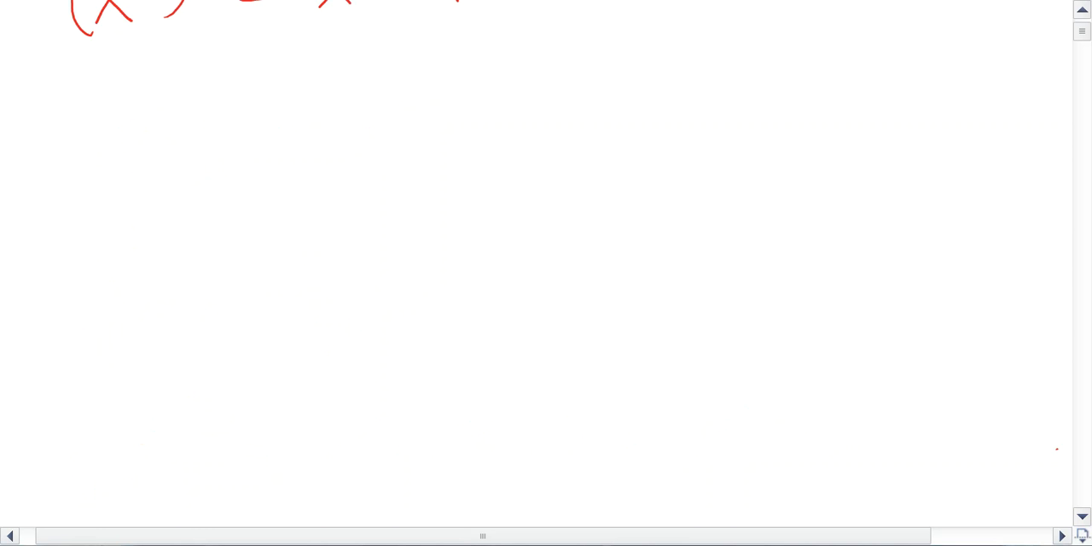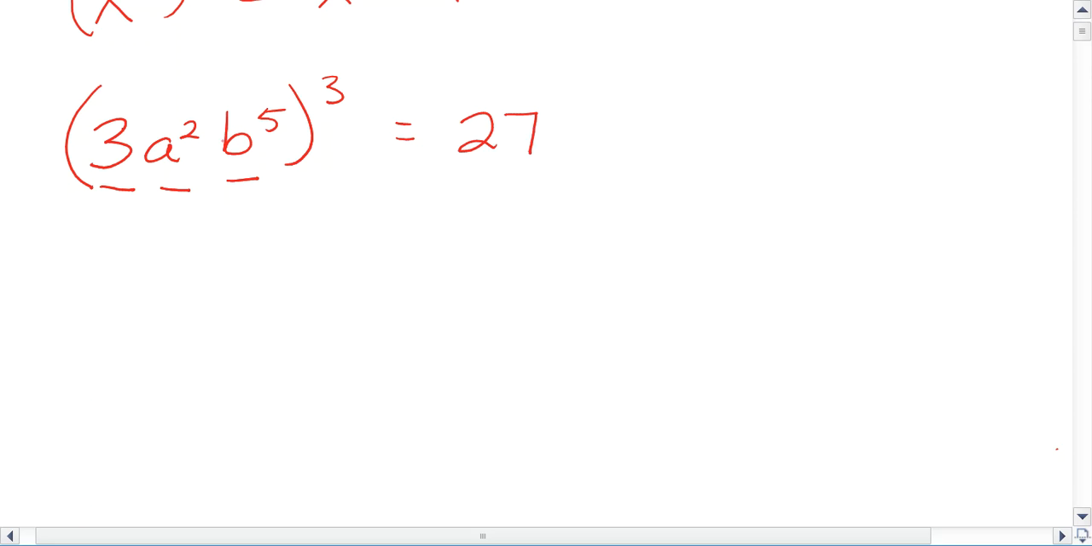The next property is when you have something in parentheses and you're taking the entire parentheses to a power. Say I had 3a squared b to the 5th, and I was taking this whole entire parentheses to the 3rd power. If you recall, that means each factor in this parentheses has to be raised to the 3rd power. So I have 3 to the 3rd power, 3 times 3 is 9, times 3 is 27. A squared to the 3rd, that's a power to a power, so we multiply exponents. And likewise b to the 5th to the 3rd power is b to the 15th.